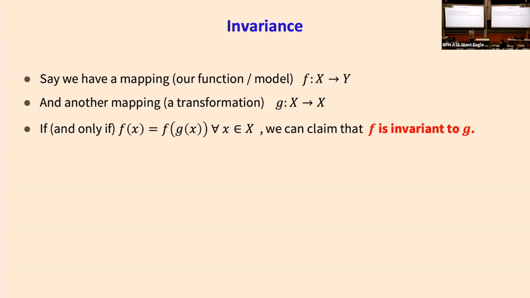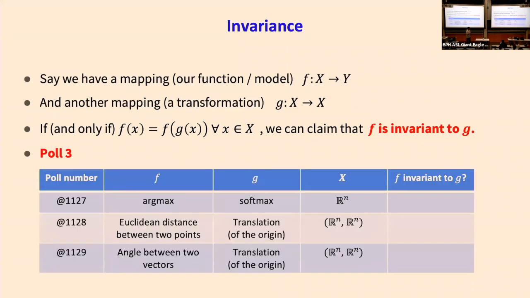Okay, cool. Assuming that you are following it, here are a bunch of poll questions, which you can answer in, let's say, a minute. The way you want to think about it is, you have a function f, which could be either argmax, Euclidean distance, or angle between vectors. g is some sort of transformation to the input, and there's some input space. The question is, is f invariant to g?